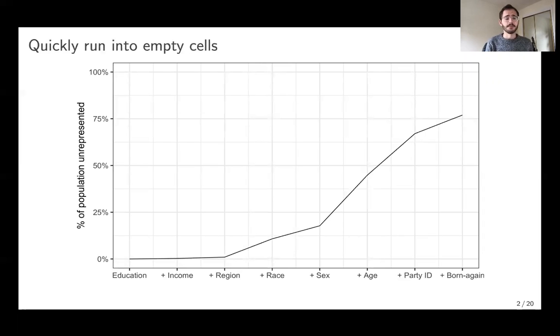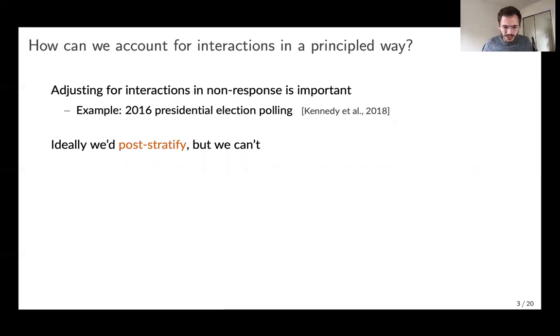As an example of this, in an example I'll talk about a little bit later, we have a pre-election survey before the 2016 US presidential election. We can think about weighting on just education, which is the first thing on this x-axis, and look at the percentage of the population that's unrepresented if we weight on just education. There we actually have everyone because we have at least one responder for every education level. But once we add income and interact with region and race and sex and age and so on, we end up in a situation where we have so many empty cells that we're missing more than half of our population. So post-stratification becomes totally unfeasible. So that's really the problem that we're trying to address here.